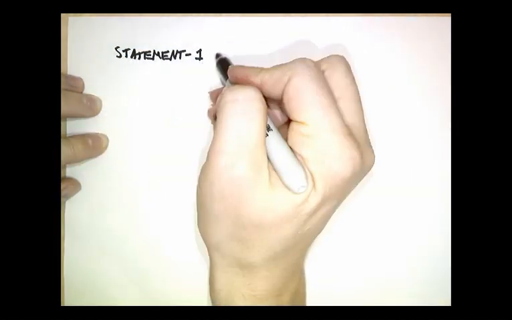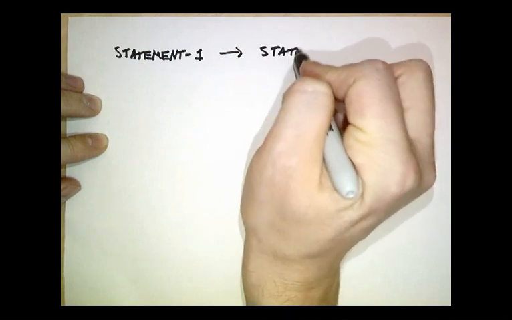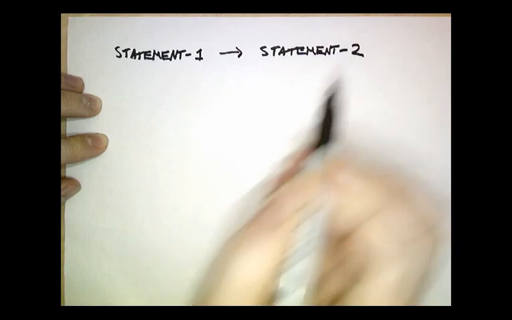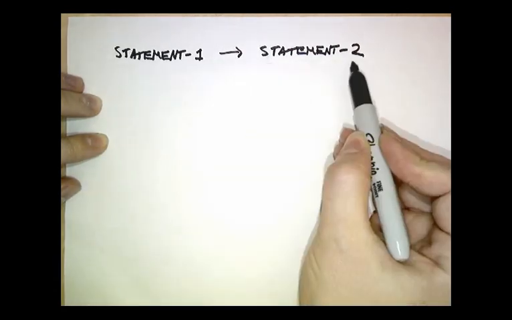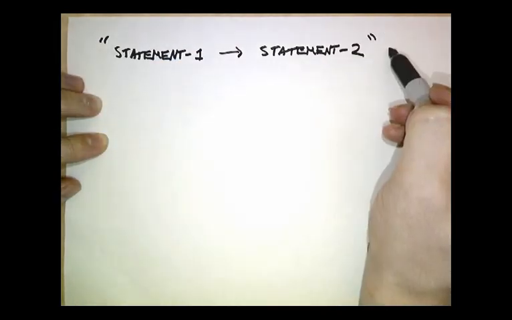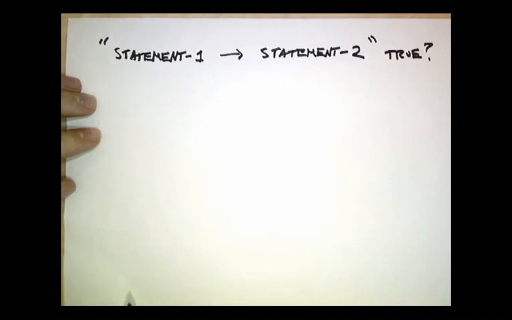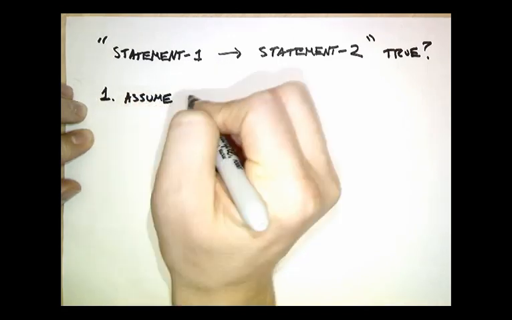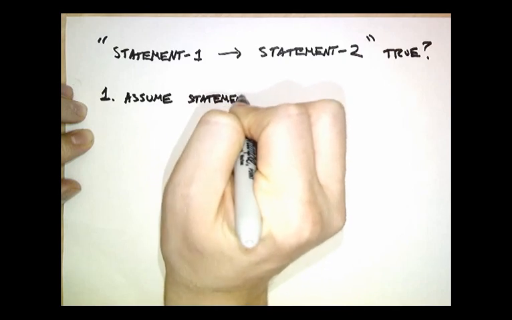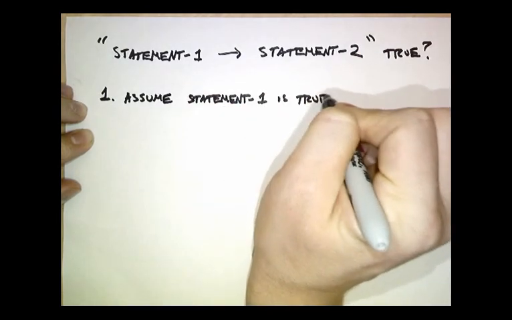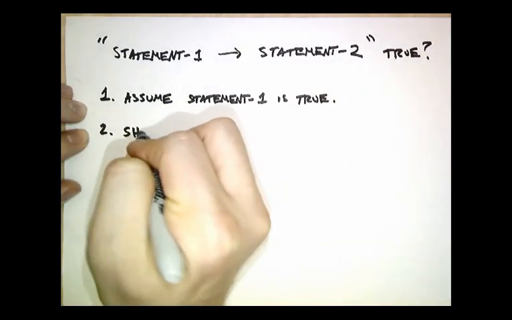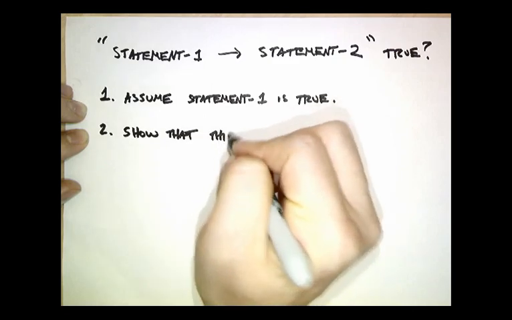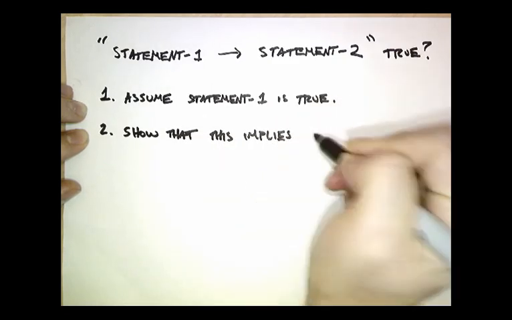More generally, whenever you have a statement of the form logical statement 1 implies logical statement 2, and you want to figure out, is it the case that statement 1 implies statement 2, i.e., is this sentence in quotes true? How would we prove that a statement like this is true? Well, step one is to assume statement 1 is true. And then step two is to show that this implies statement 2 is true.